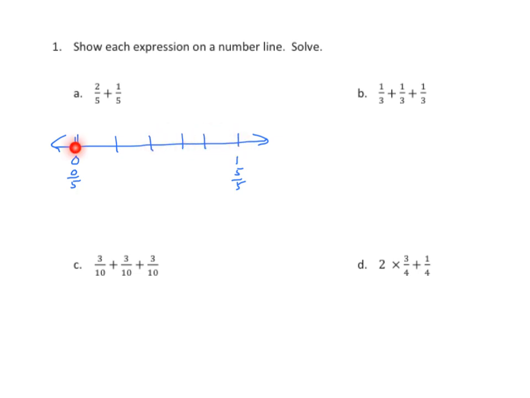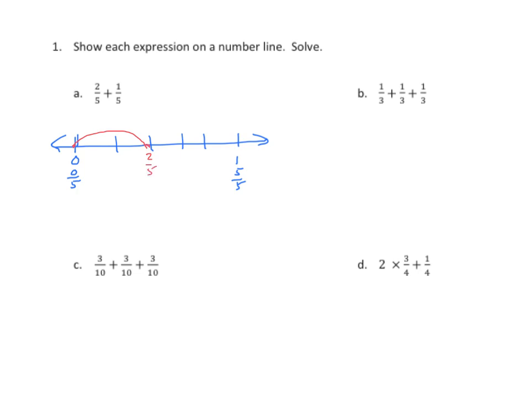We can see that that makes 5 hops, or 5 increments, so we've divided the distance between our whole numbers, 0 and 1, into 5 equal, or apparently equal parts. So now we're going to represent this on a number line. We'll start at 0/5, so we'll go from 0/5 to 2/5. We can label this now 2/5.